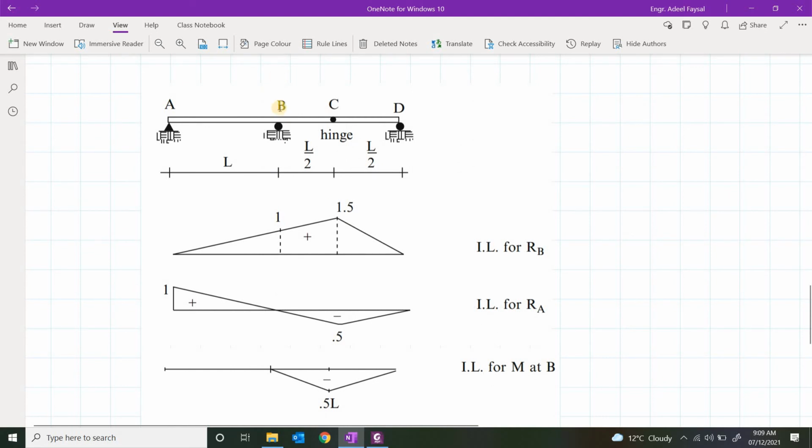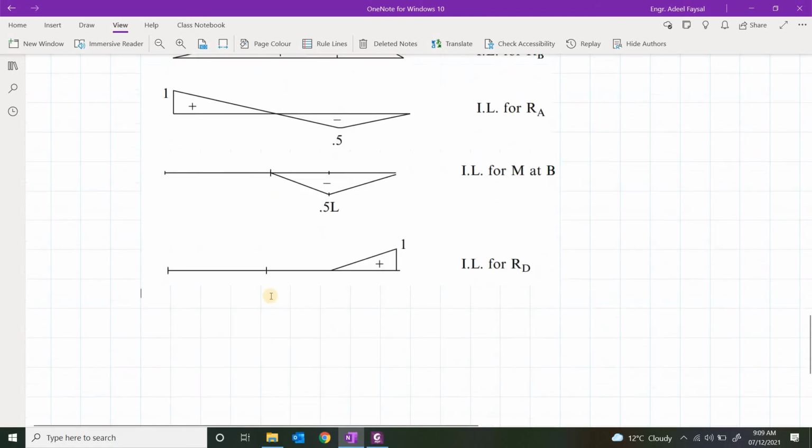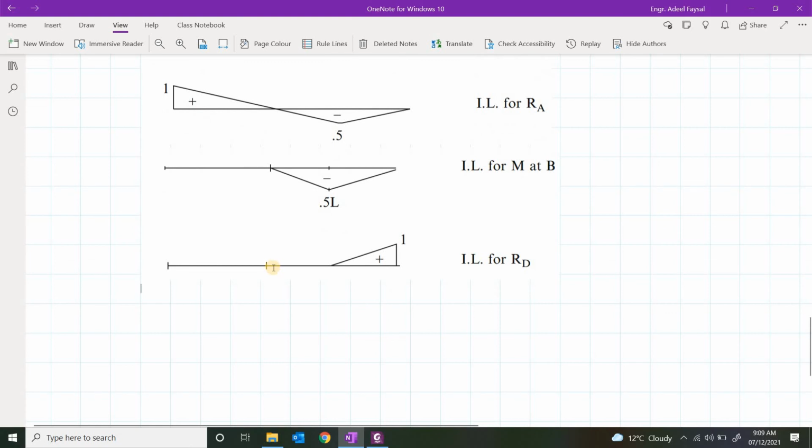When you apply a load over here, all of the load is transferred to the reaction at B and you see a unit value over here in the ILD. This is exactly what it means. And then RA is 0. Moment at this location, 0. But this RD is also 0.